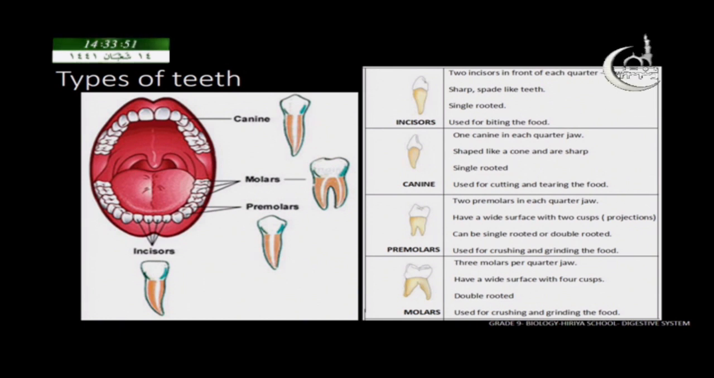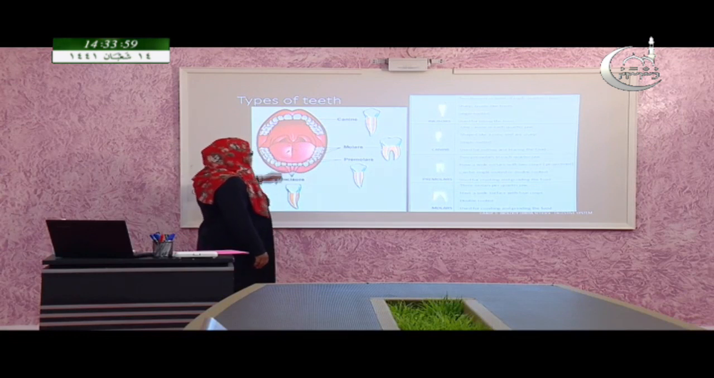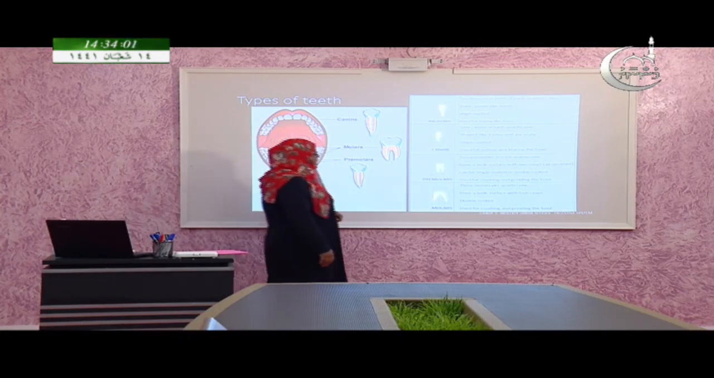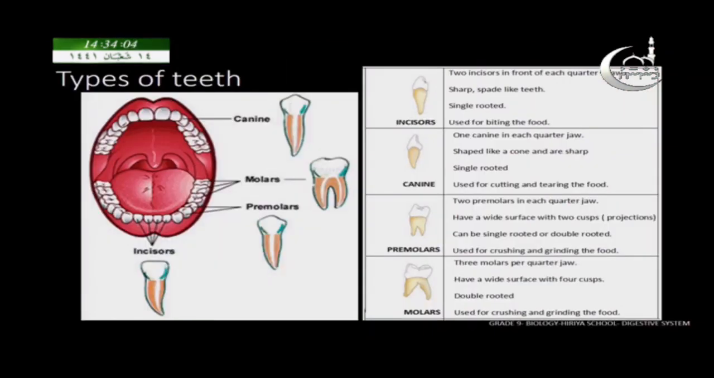Mainly the function of premolars and molars is the same, that is used for grinding and crushing. Finally, we have 3 molars in each of these quarters, and this is also used for grinding and crushing the food, and we have 4 cusps and these are double rooted.